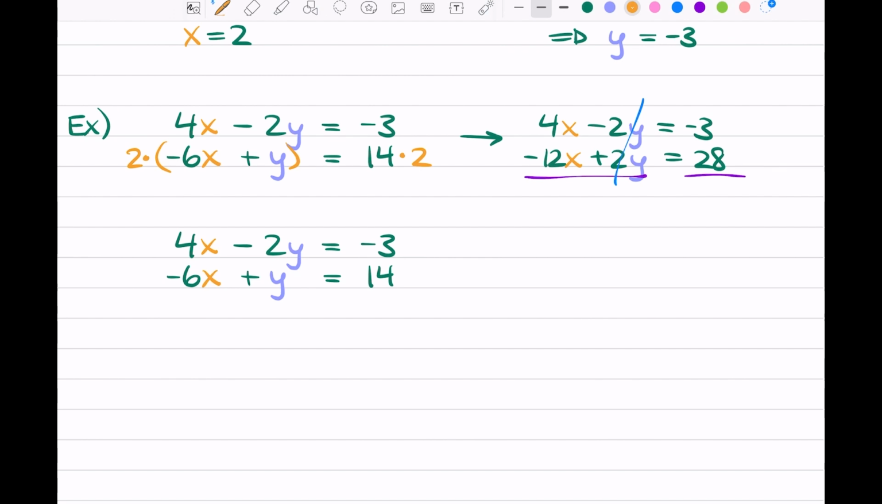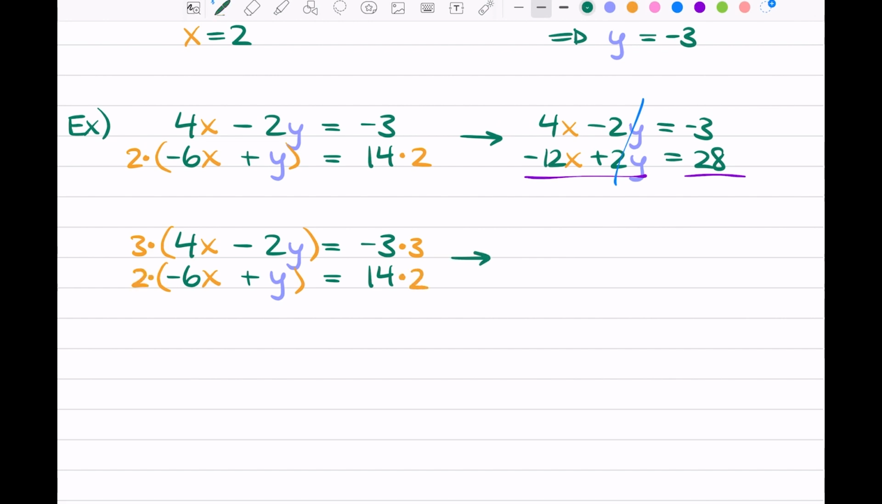So what's the least common multiple of 4 and 6? That would be 12. 4 times 3 equals 12, and 6 times 2 equals 12. So let's try to get to 12. We can do that by multiplying the top by 3, and we multiply the bottom by 2.